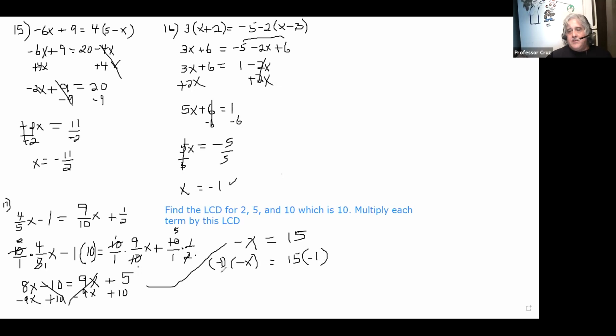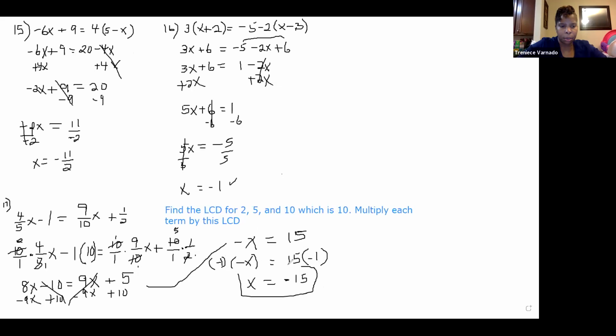But it just changes the sign. It doesn't change any numbers. All right, good. So did you do it the way I was showing you, or did you just try to do it with the fractions?